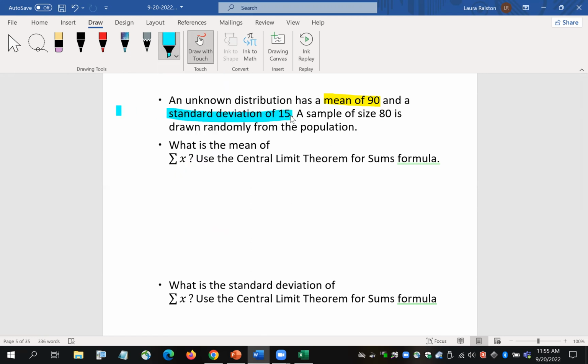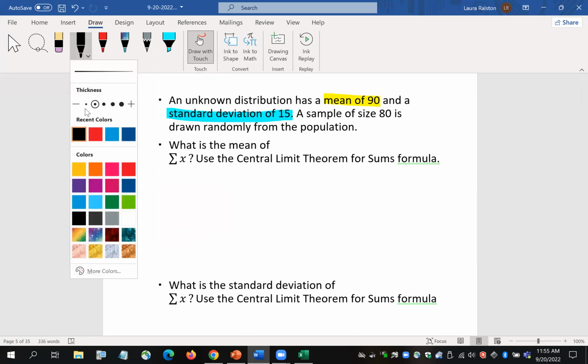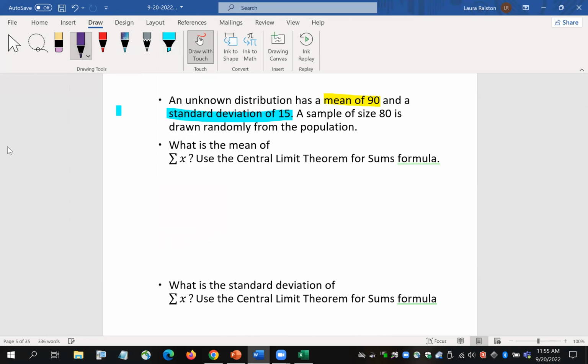It does tell you in the problem that you're going to select a sample of size 80. So I'm selecting a group, which is my initial clue that I want to apply the central limit theorem. And if I apply the central limit theorem, I know that in the end, my distribution is going to be normal.